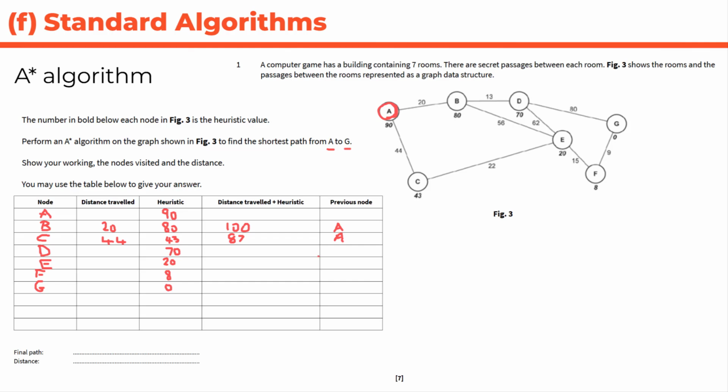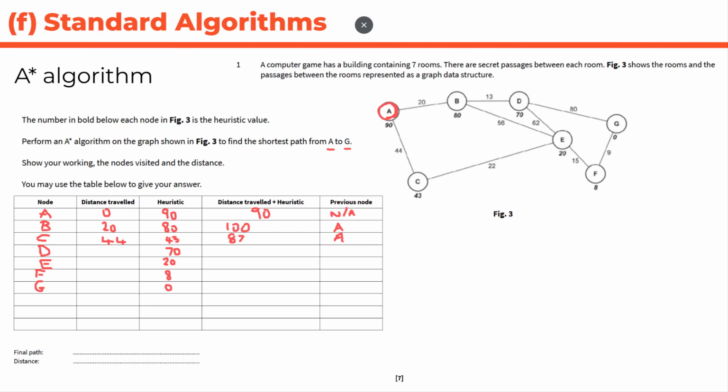Okay, wonderful. So I've done the first part of the algorithm. I've checked that I can get from B and C from A. And if we think about A itself, well, to get to A, it's no cost. That's 90 because it's 0 plus 90. Previous node is not applicable because we didn't travel from a previous node. Right, what do we do now then? What do we do now?